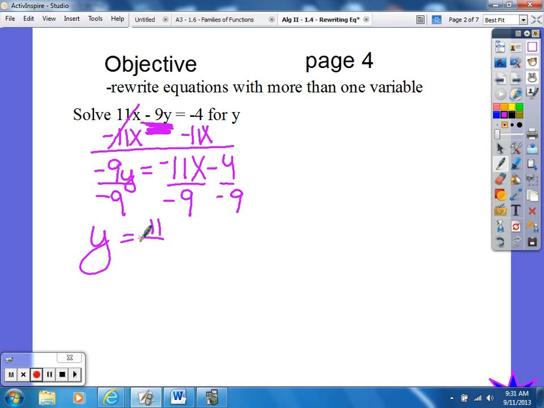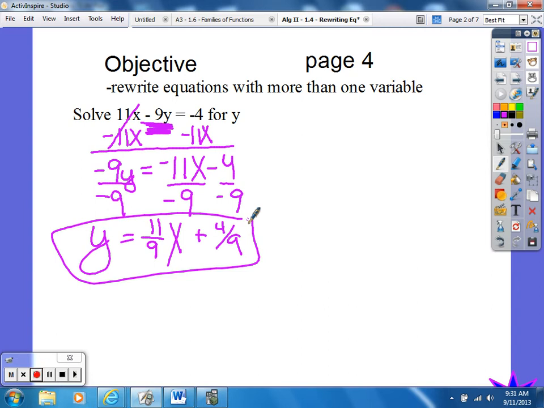Good. I'm actually going to write it 11/9 x, but it doesn't matter. If you wrote 11x over 9, that's perfectly fine too. That's 100% correct. All right. Hey, I'm going to stick with you there. Negative 4 and negative 9 make what, Madison? Perfect. And that's my answer. That's all there is to it.